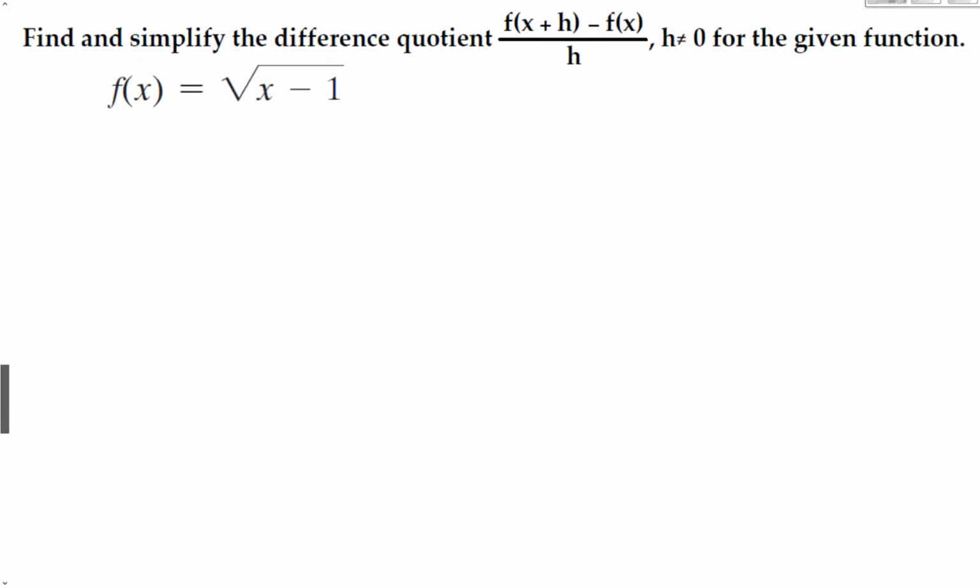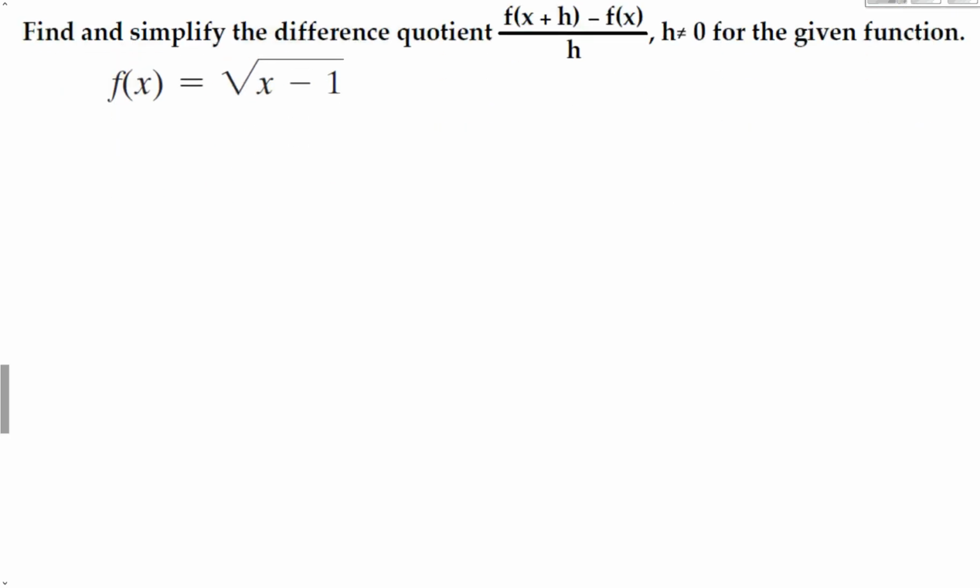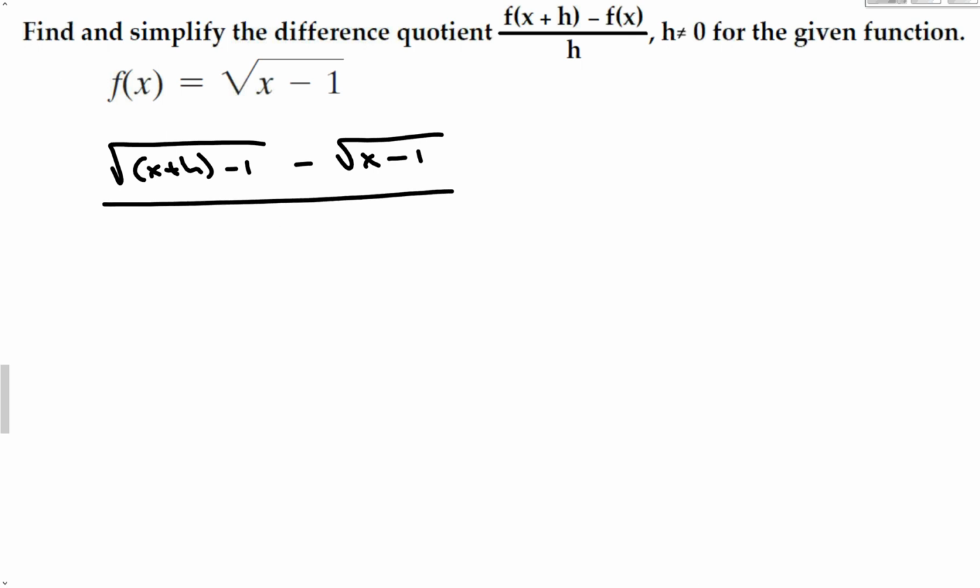So let's calculate this difference quotient, and this is the last one. Let's find and simplify this difference quotient right here. So we have f of x plus h, so the first function is going to turn into the square root of x plus h minus 1, minus my original function, the square root of x minus 1, over h. Now I can't simplify any of this anymore because they're not like radicals. But the problem becomes, if I want to plug a 0 in for h, I can't do it in this expression because that would just give me a 0 in the denominator and it would be undefined.